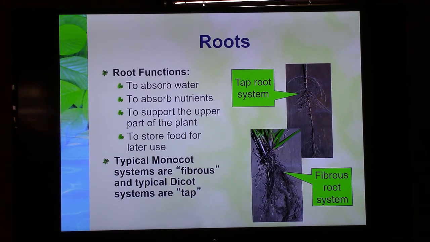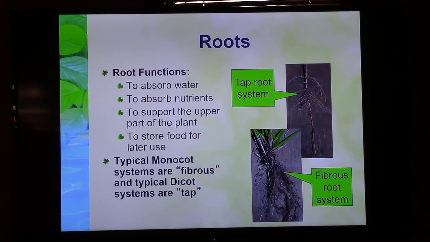Alright? The root functions to absorb water. They are built to do that. We're going to look at a microscope slide and we're going to see how it is that they are so good at absorbing materials, absorbing water and things that are dissolved in the water, the nutrients. To support the upper part of the plant, you're going to see a picture of one day that didn't work. To store food for later use.